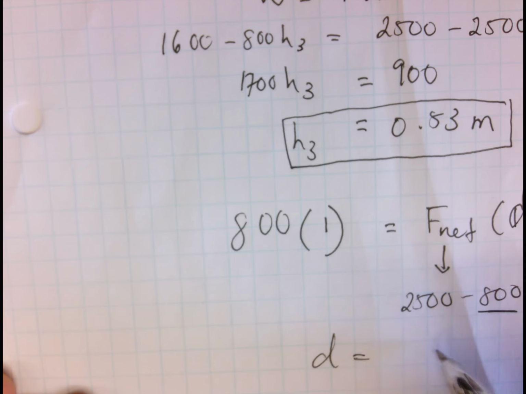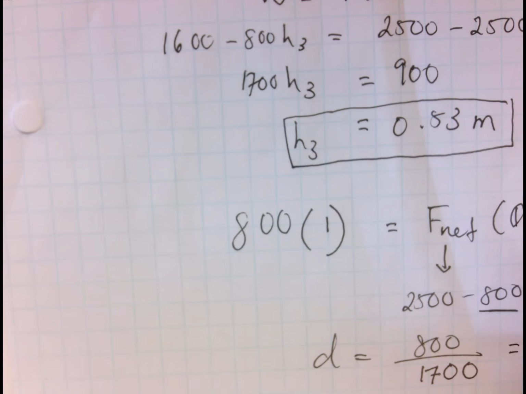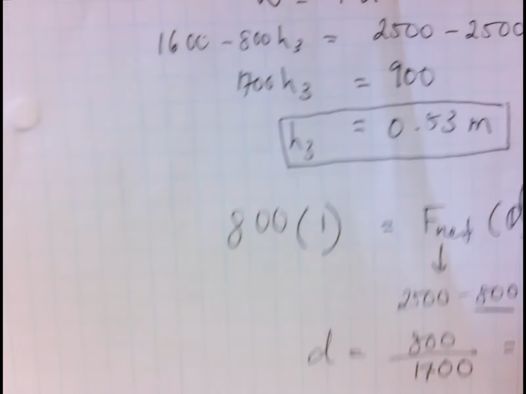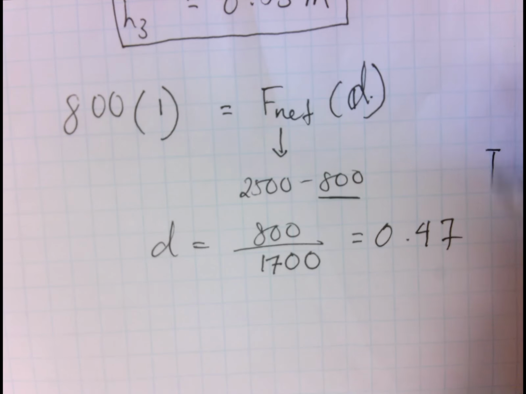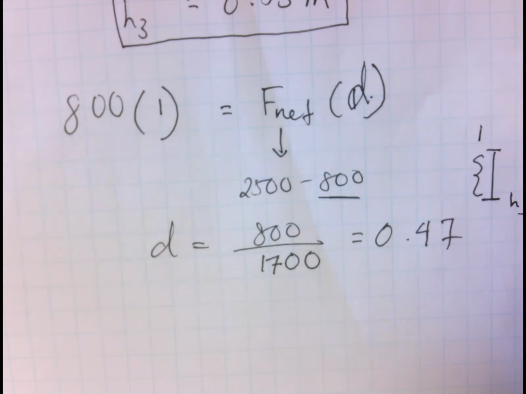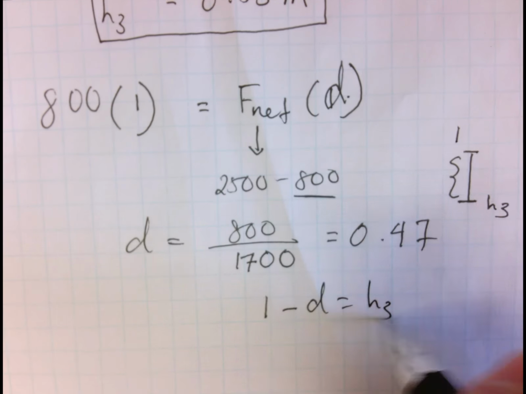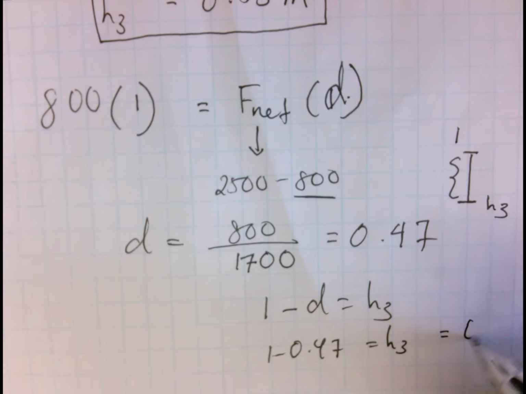So we have d is equal to 800 over 1,700, which is equal to 0.47. And since d is also equal to the distance traveled, which is from 1 to h3, we can find the actual h3 by subtracting d from 1. So 1 minus d is equal to h3. So we know 1 minus 0.47 is equal to h3, which is equal to 0.53.